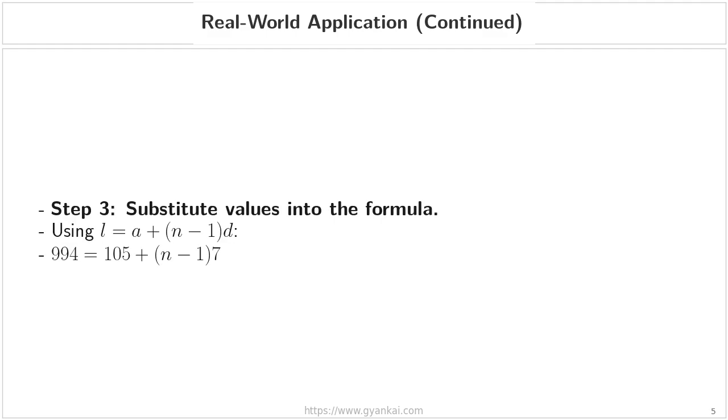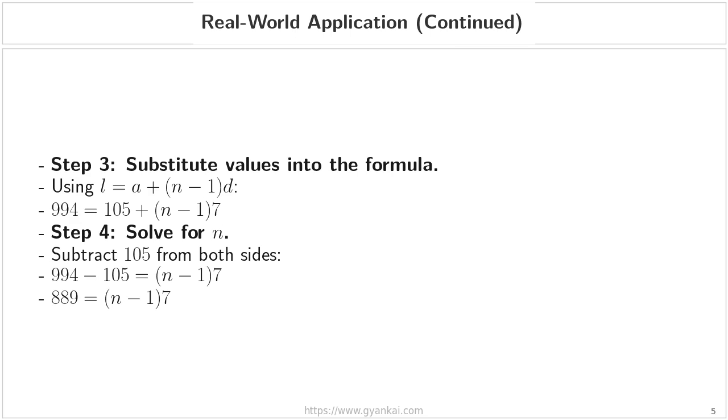Real-world application continued. Now that we have identified our key components, the first term, the last term, and the common difference, let's move on to step 3, where we substitute these values into our formula. We'll use the formula where L equals a plus (n minus 1) times d. Plugging in our specific numbers from the previous slide, we get 994 equals 105 plus (n minus 1), all multiplied by 7.